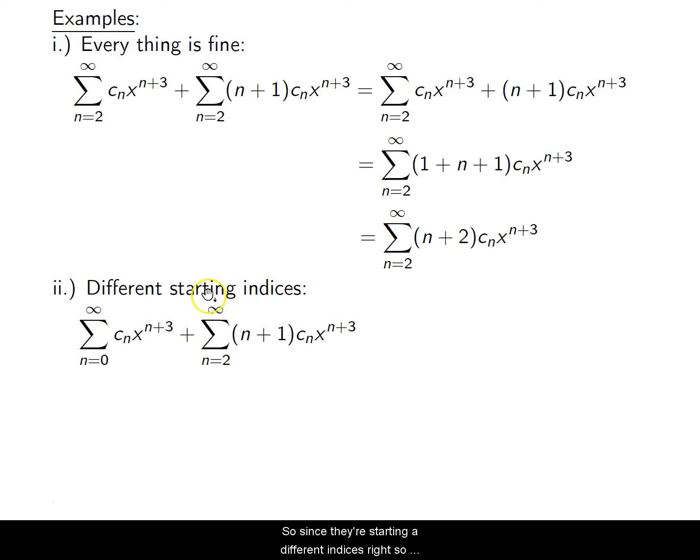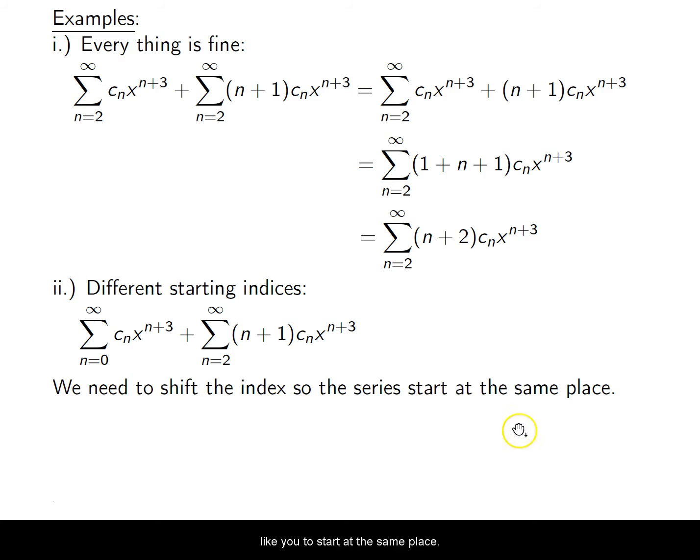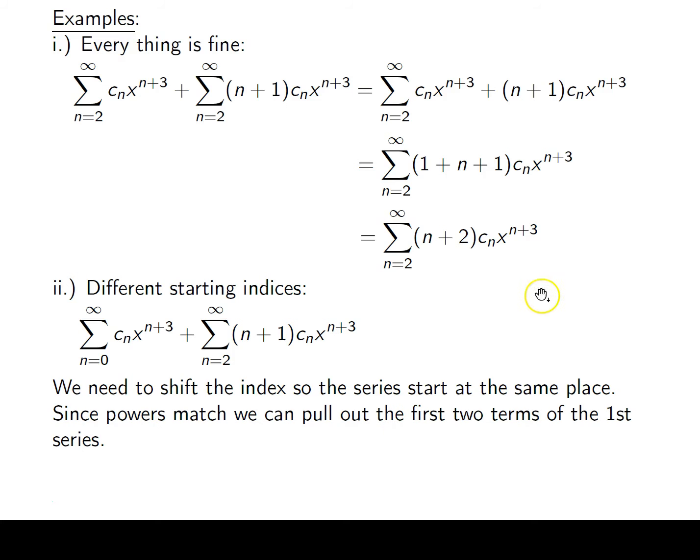Since they're starting at different indices, if I plug in 0 here, I'm going to get x cubed. If I plug in 2, I'm still going to get x to the 5th. My indices don't match. I would like this to be n equals 2, but I'm not just going to magically say, let this be n equals 2. What we do is we pull out a couple of values. I like these to start at the same place, so I'm going to pull out the first 2 terms here.